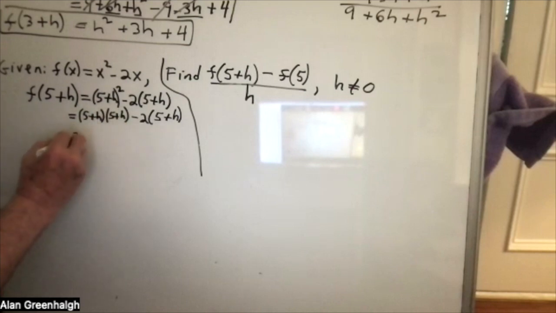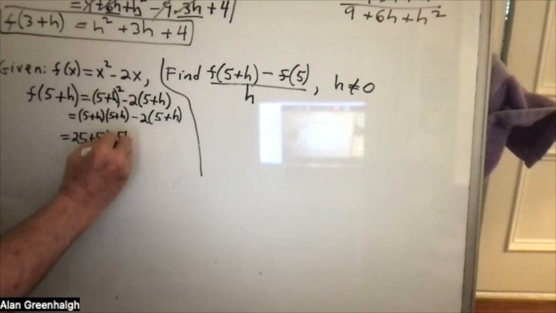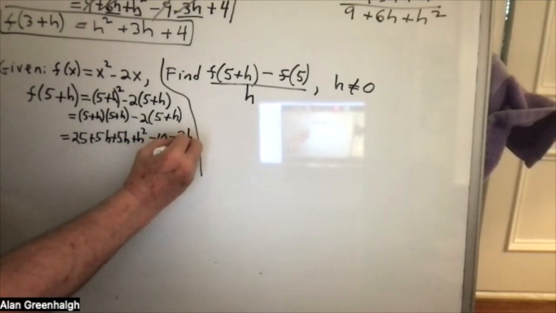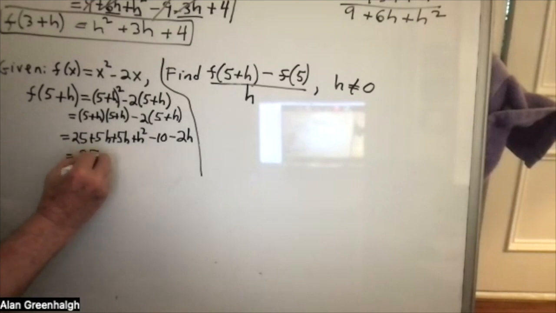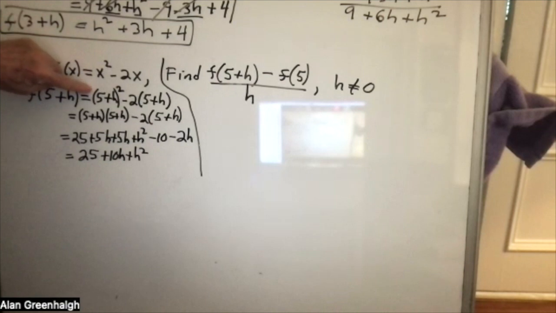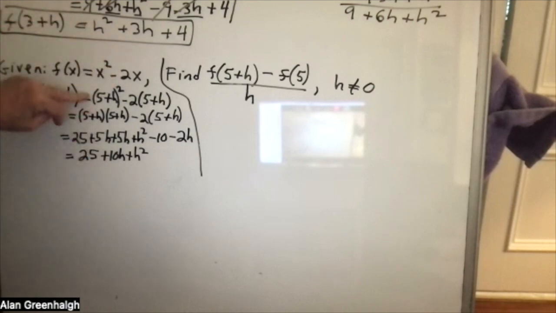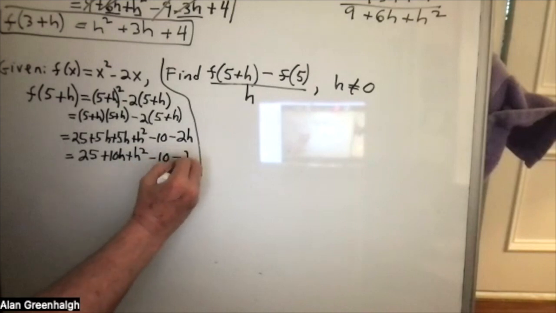So 5 times 5 is 25. 5 times h is 5h. H times 5 is 5h. H times h is h squared. Minus 10 minus 2h. If you were able to go from here to here, or even better, to here, that would be the best. If you were able to take a binomial raised to an exponent of 2 and know that this was equal to this, that's what you should strive for. And we'll be doing quite a few of these. But let's not forget the -10 and the -2h.